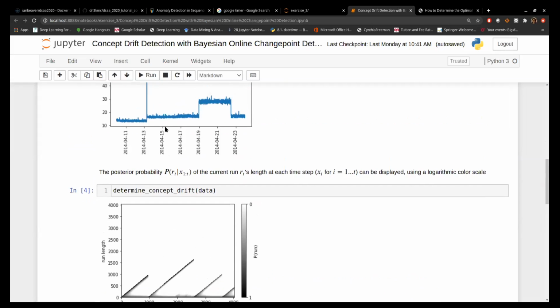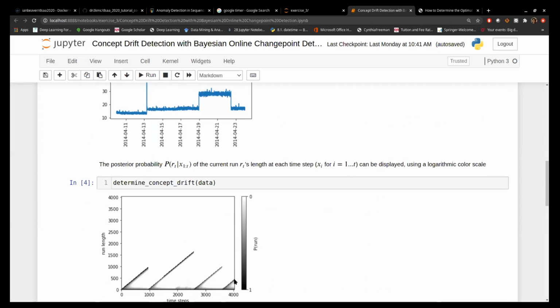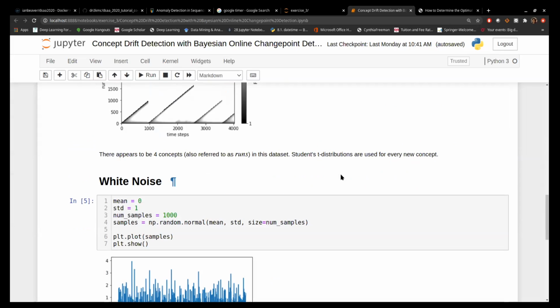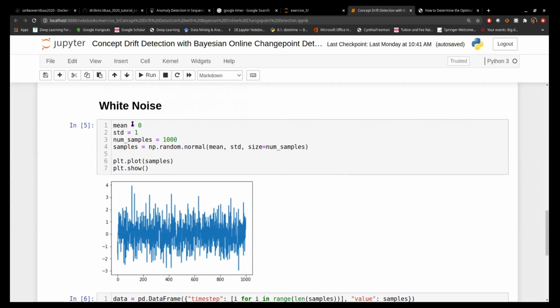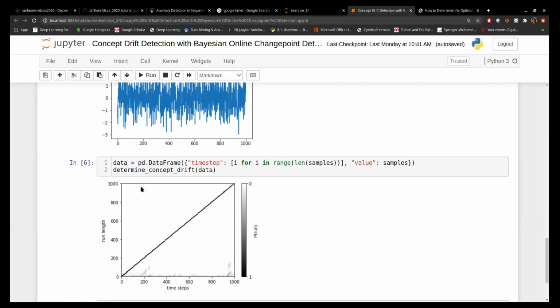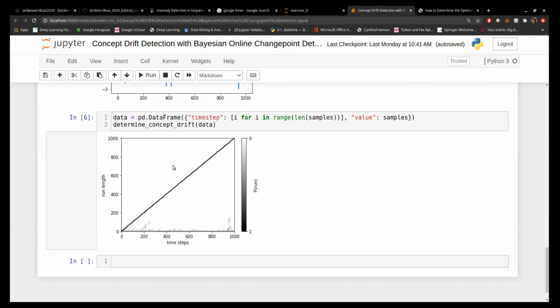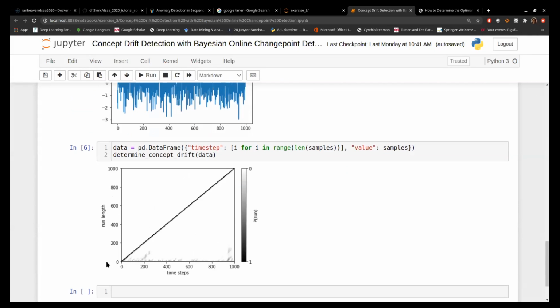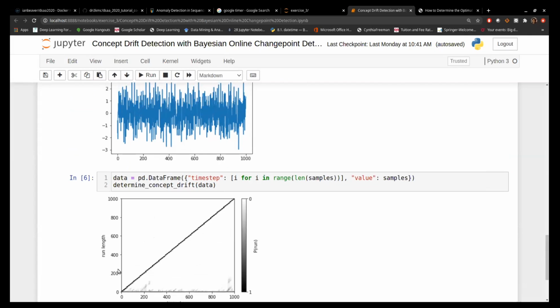So from looking at these posterior probabilities, there appears to be strong evidence for 4 runs in this data set, and you can also see how long these runs are. As another example, I'm going to make a time series of white noise with mean being 0 and standard deviation of 1. And the posterior probability plot here just shows this solid line. Essentially, it thinks we only have this one run and that it is still going.